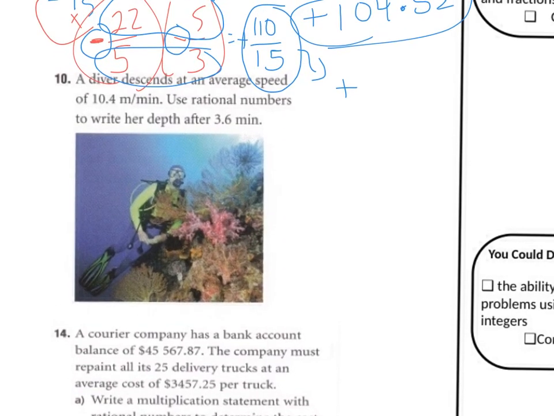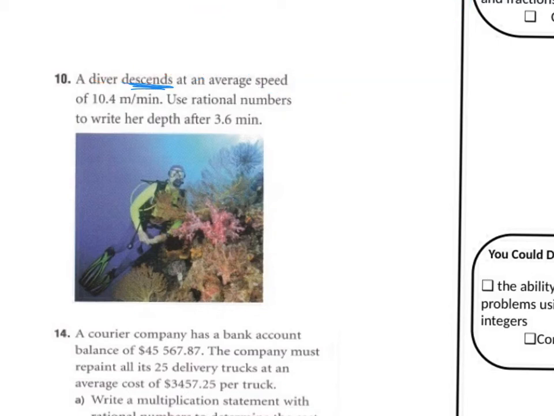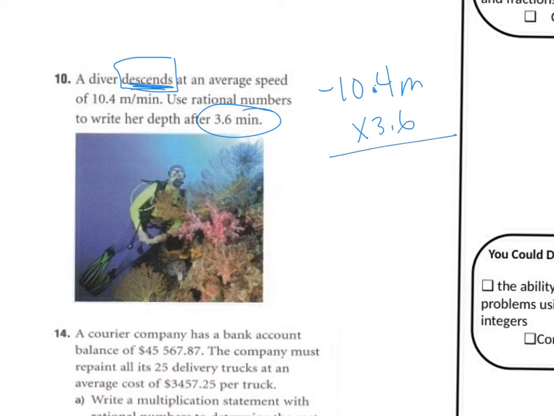Let's do number 10. Let me just erase all this first. A diver descends. Okay, so that's a negative number. So they're dropping at a negative 10.4 meters for every minute, and they drop for an average of 3.6 minutes. Okay, how far did they drop? A positive and a negative will give me a negative answer because they're descending, so that makes sense. And then you're just going to multiply through.